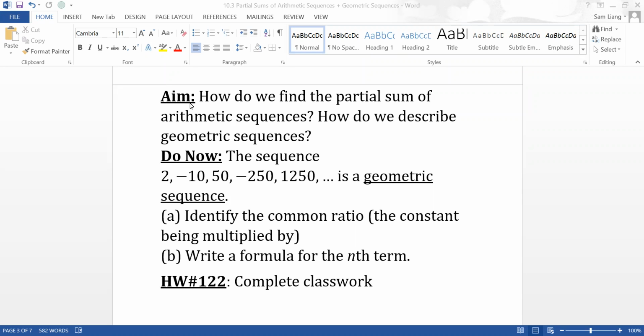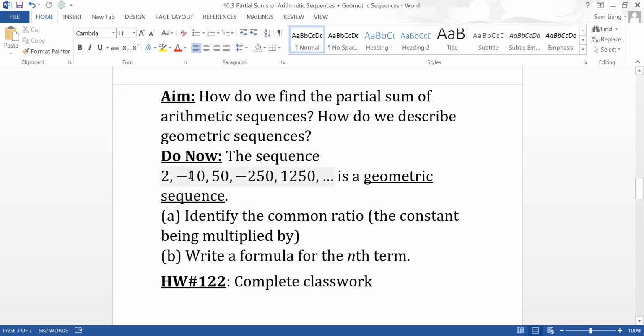So today we'll continue with our sequences and series unit. We're going to talk about the partial sum of arithmetic sequences as well as geometric sequences. Okay. So for you to know, we'll introduce geometric sequences.